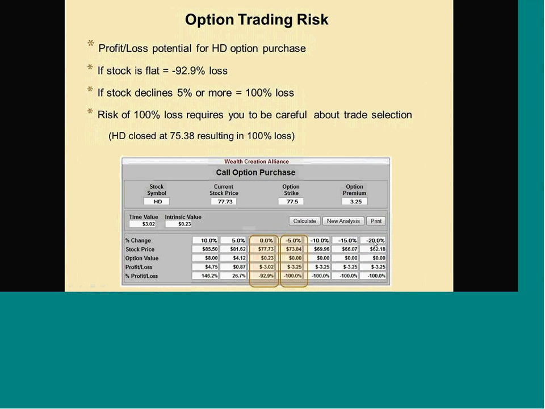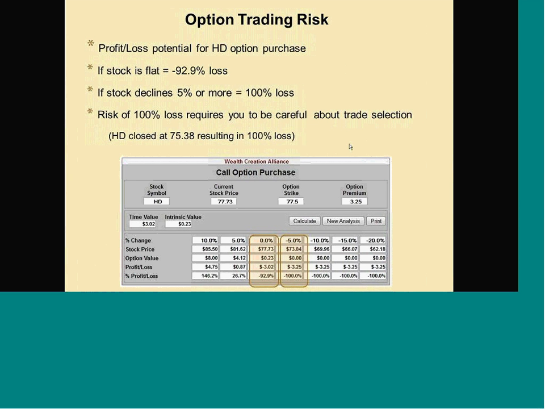This bottom row has the percent return potential for this option purchase, assuming various price changes in the underlying stock at option expiration. And we can see that if Home Depot stock remains flat, we'll incur a 92% loss. And any decrease in the stock, we would incur a 100% loss. So this just points out the risk involved when you're buying options, and you're always risking 100% every time you buy an option. So what we're trying to do with our option trade selection process is to reduce this risk tremendously, and I'll show you how we do that.